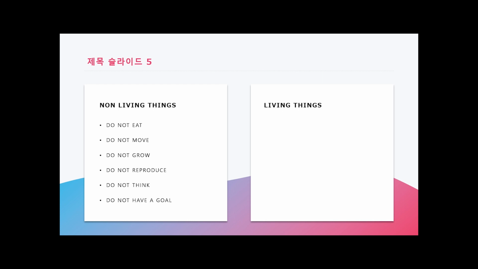And I said, non-living things do not have a goal, right? They do not have any purpose for living. They're just there, without thinking. But living things, they eat, right? Living things move, and they grow, and they reproduce, and they think. And also they have a goal. What are you?